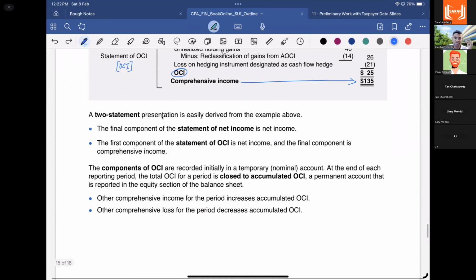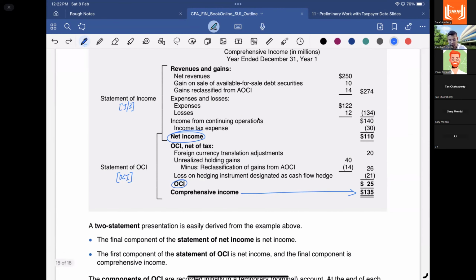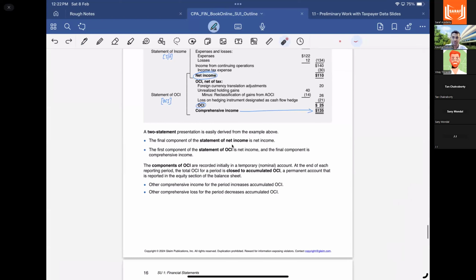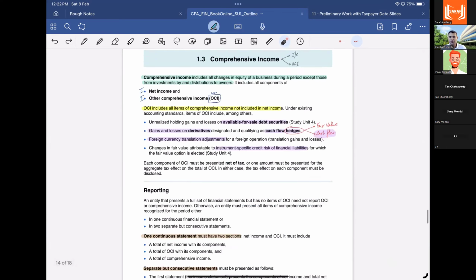Okay, a two statement presentation is easily derived from the example above. So you just split this one into two different statements. The first statement would be having this much of data. The second statement would be having this much of data. That's all, right? So the final component of the statement of income is net income. The first component of the statement of OCI is net income, and the final component is comprehensive income. All right. So this is all about reading subunit number 1.3.